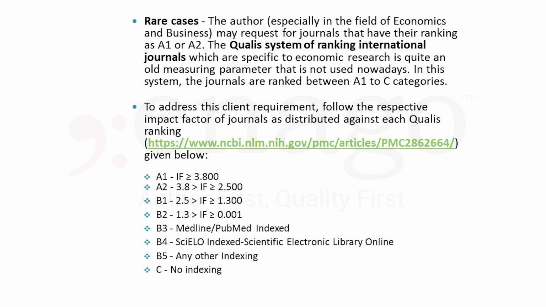In rare cases, the author, especially in the field of economics and business, may request for journals that may have their ranking as A1 or A2. The Qualis system of ranking international journals, which are specific to economic research, is quite an old parameter that is not used nowadays. But in certain cases, the authors might want us to rank the journal based on this criteria. To address this client requirement, you can follow the respective impact factor of the journals as distributed against each Qualis ranking as given below in the slide.